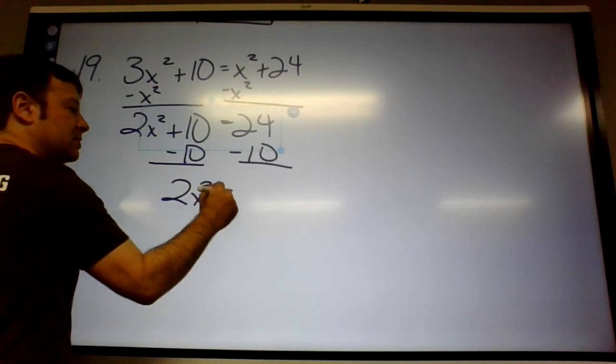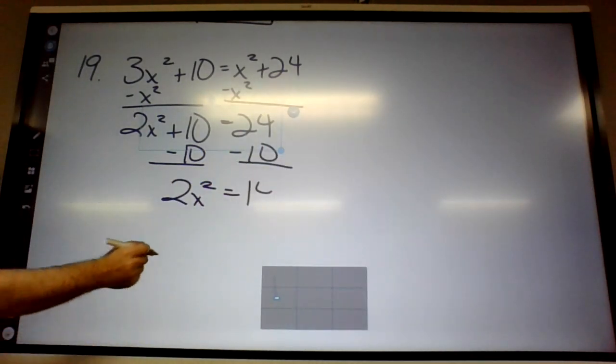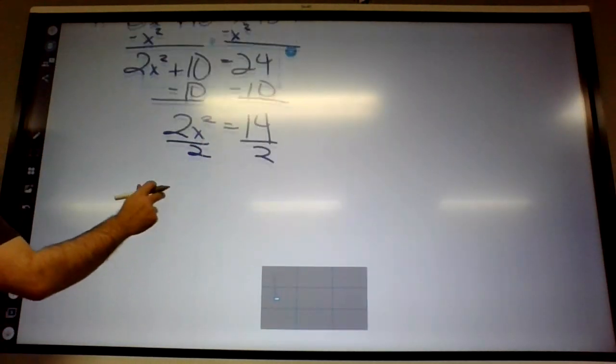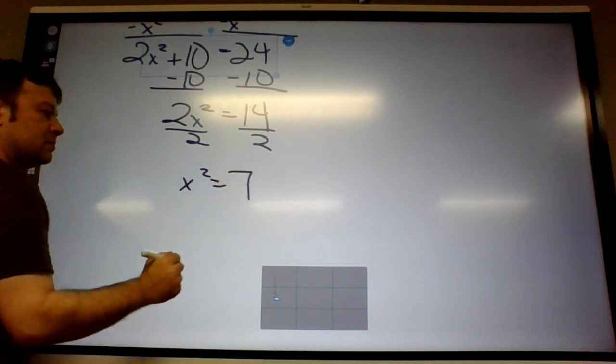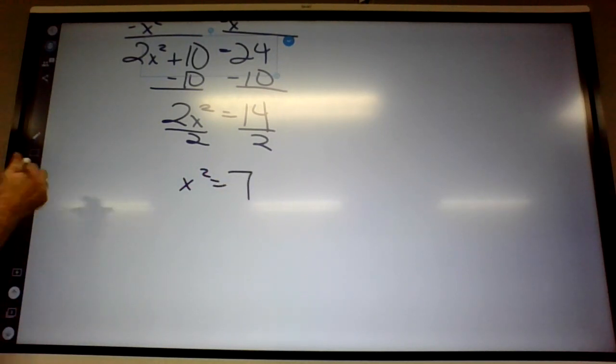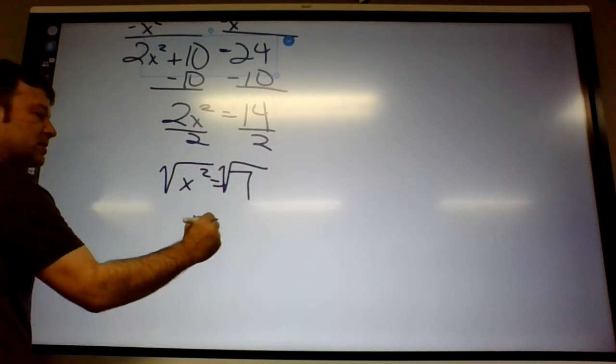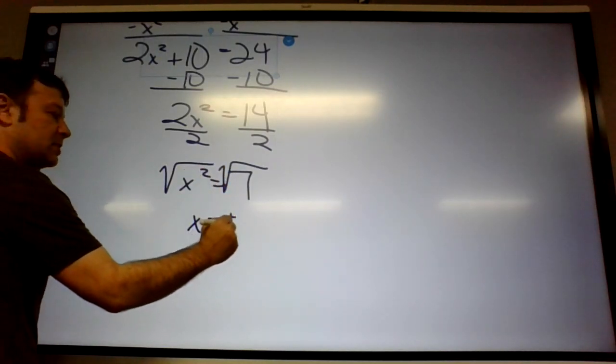So we would divide by 2. x squared equals 7. Then you take the square root of both sides. So x equals plus or minus square root of 7.